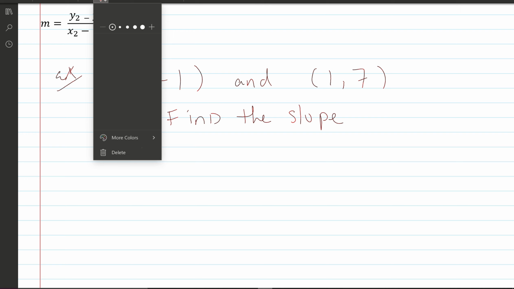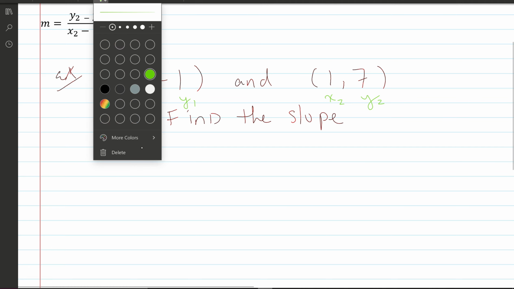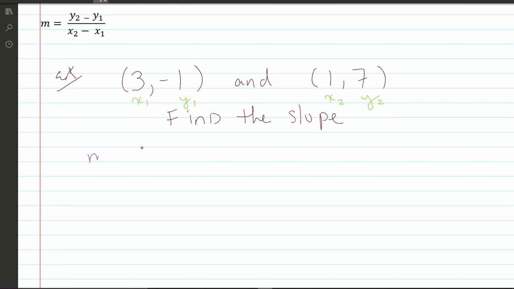The first thing I usually do is label these. I spoke about the ordered pairs always being in x and y order, and the one on the left, 3 comma negative 1, is the first one I see, so I'll label those x sub 1 and y sub 1. The 1 comma 7 is the second point I see, just reading from left to right, so I'll label those x sub 2 and y sub 2. Next, I can go ahead and substitute in, but first I always like to write down my formula: y sub 2 minus y sub 1 over x sub 2 minus x sub 1. Once I do that, I can substitute in.